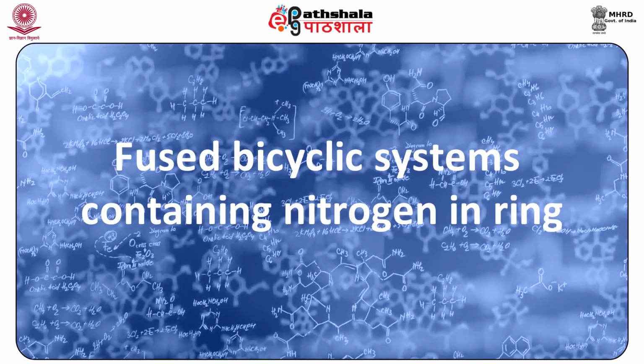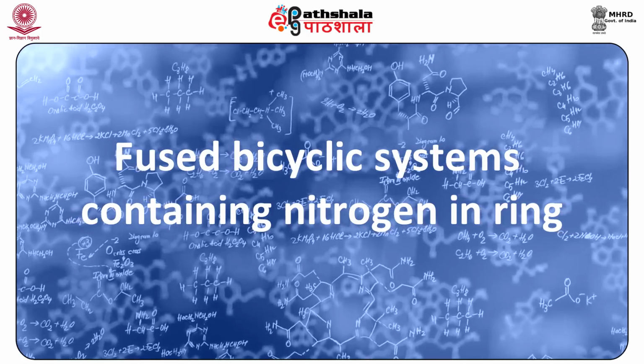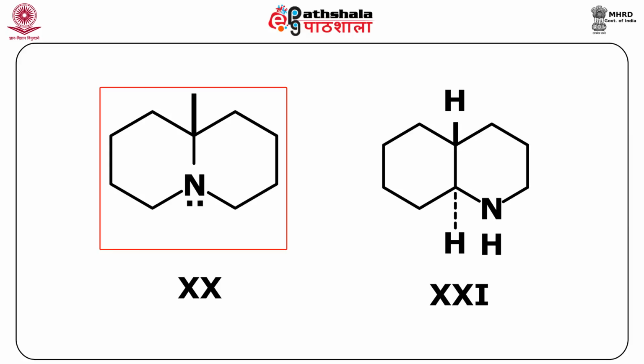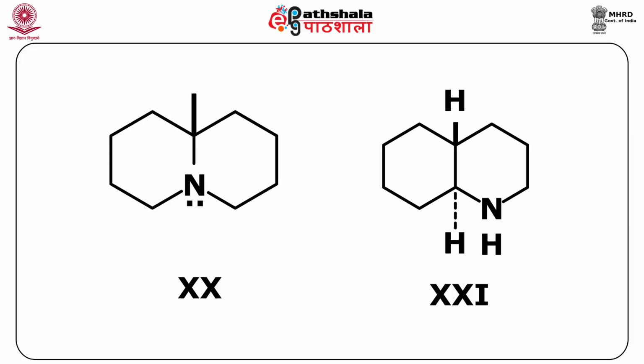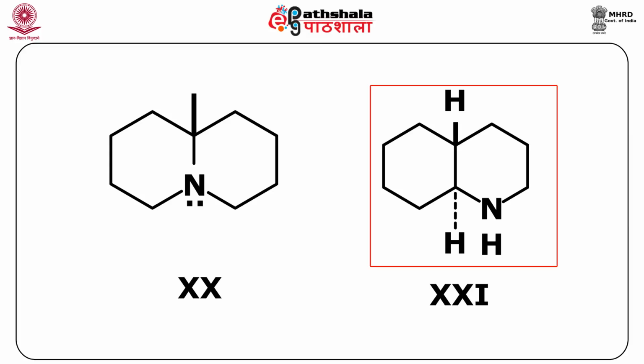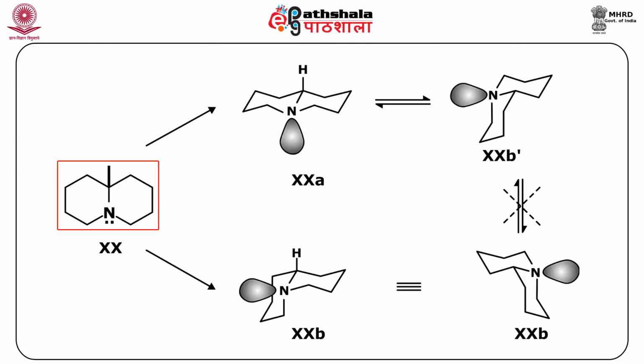Let us now consider fused bicyclic systems containing nitrogen in the ring. Quinolizidine as shown in this structure 20th and decahydroquinoline as shown in this structure 21, they are two important fused bicyclic systems containing a nitrogen atom in the ring.